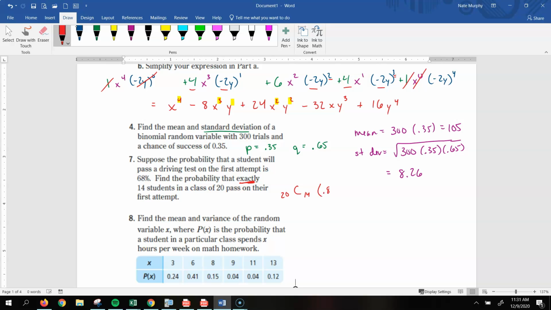Now they have a 68% chance of passing, so 0.68 would be the probability of success, and again, 14 of them are going to pass. Well, that means if you have a 68% chance of passing, you have a 32% or 0.32 chance of failing. And if there's 14 that are going to pass, that means 16 are going to fail. I'm sorry, 6 are going to fail, because you want to make sure that these two numbers add up to be 20. All right, so when you go to do this on your calculator, you end up getting 0.188 as your answer. So that would be your answer for number 7.